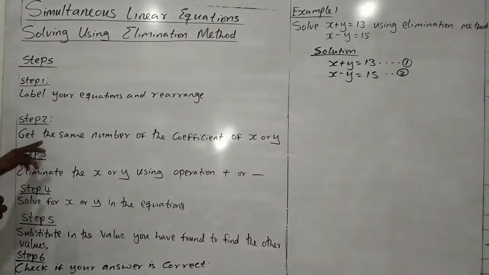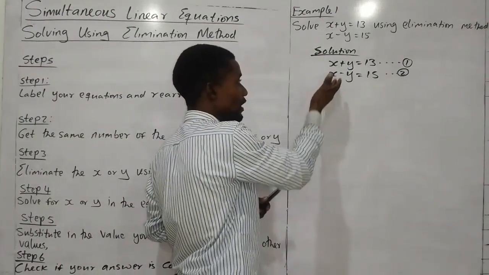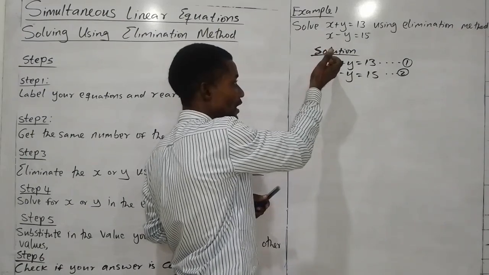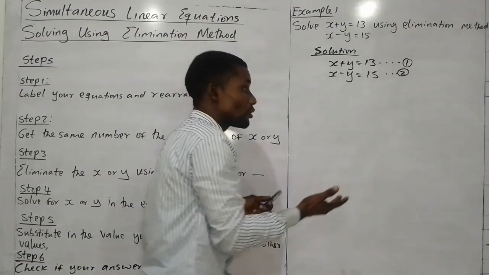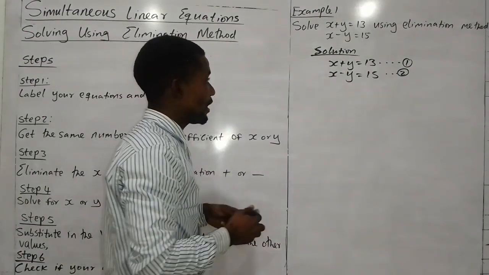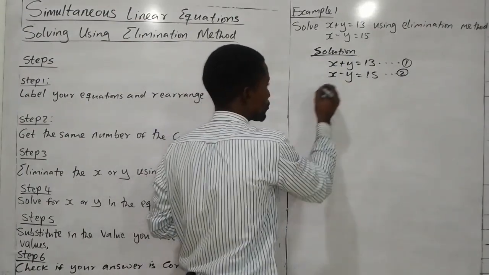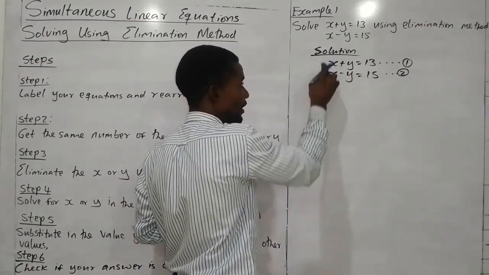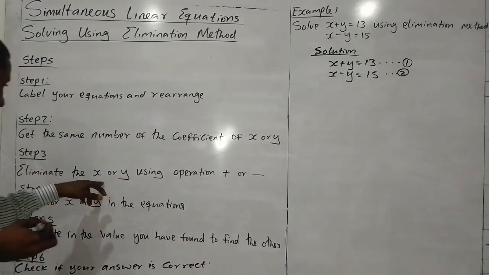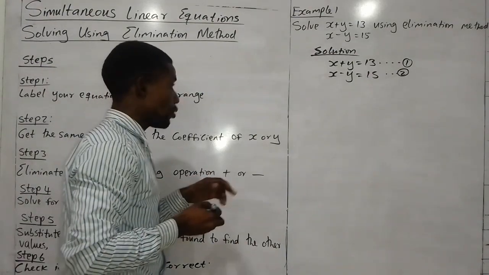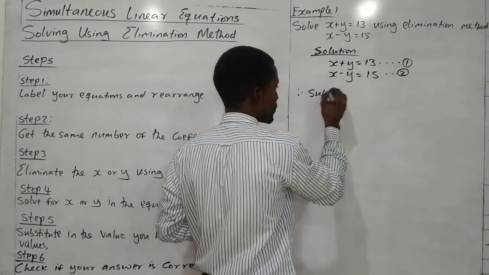The next thing says get the same number for the coefficient of x or y. Now, looking at this expression, the coefficient of x in equation 1 is the same as the coefficient of x in equation 2. So I don't need to perform any other exercise to make the coefficient the same. Now, since we have the same coefficient of x, my next step says I should what? Eliminate the x or y using the operation plus or minus. So I will say subtract.